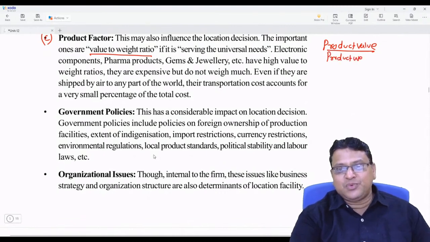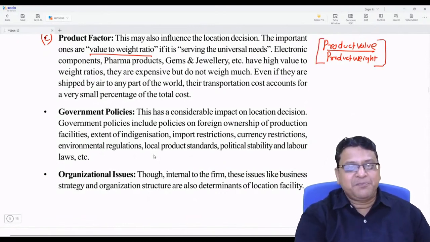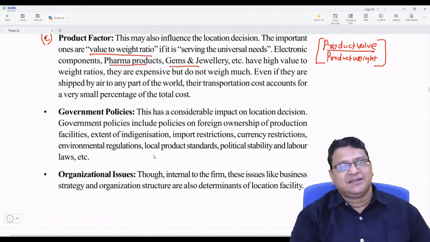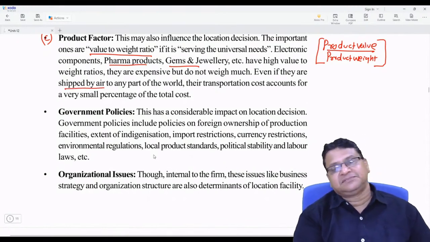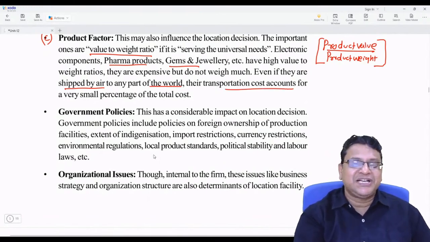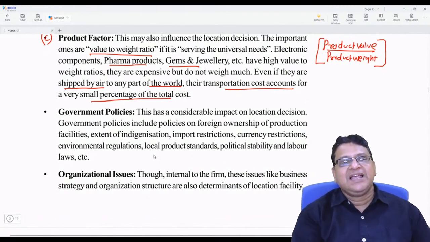If the value to weight ratio is more, like in the case of pharma products, gems, and jewelries, their value to weight ratio is very high. In that case, they can be easily shipped by air to any part of the world. The transportation cost is a very small percentage of the total cost because the product has a high value to weight ratio.